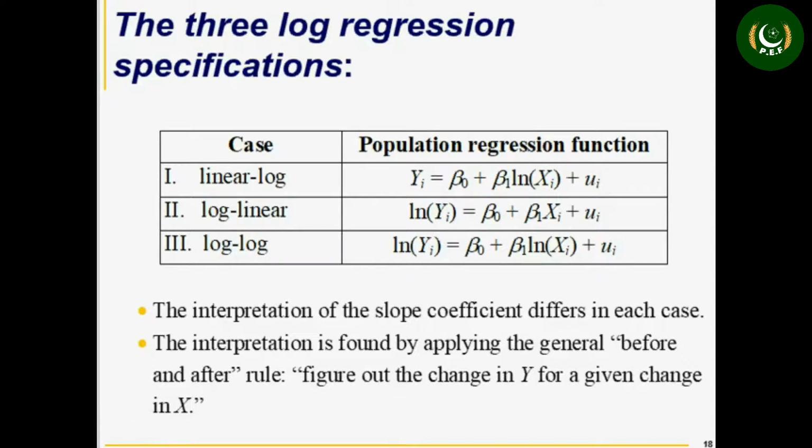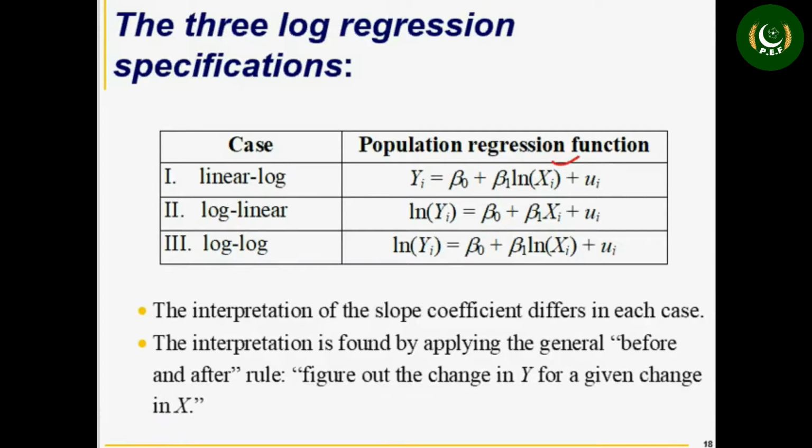If the time period between two values gets large, for example between GDP in 2020 and 2010, then it may not be that good an approximation. So here we are going to discuss three cases. In each case you have a different interpretation of the coefficient. yi equal to beta naught plus beta 1 log of xi: the interpretation of beta 1 is different. Log of yi equal to beta naught plus beta 1 xi: different interpretation of beta 1. Log of yi and log of xi: different interpretation of beta 1.